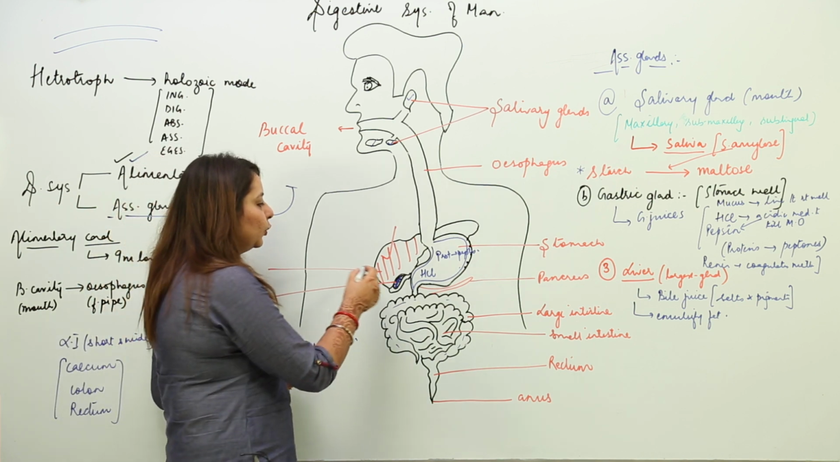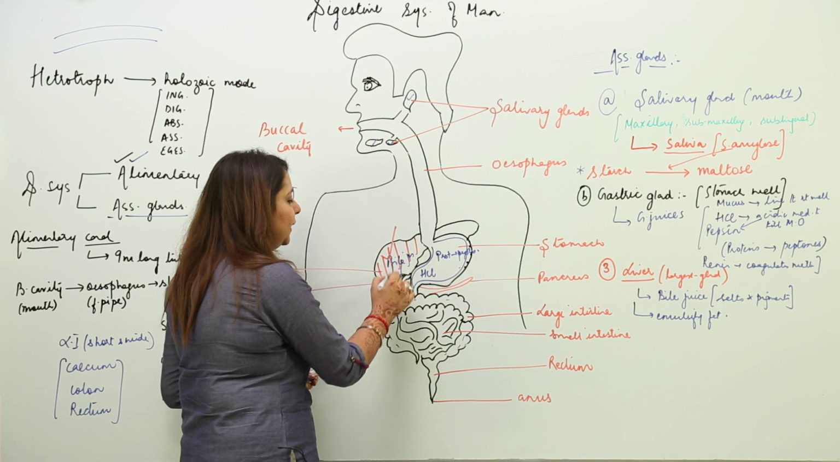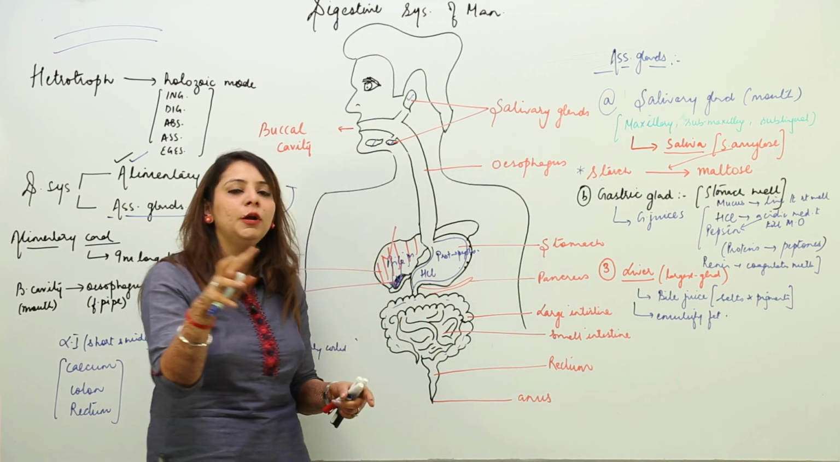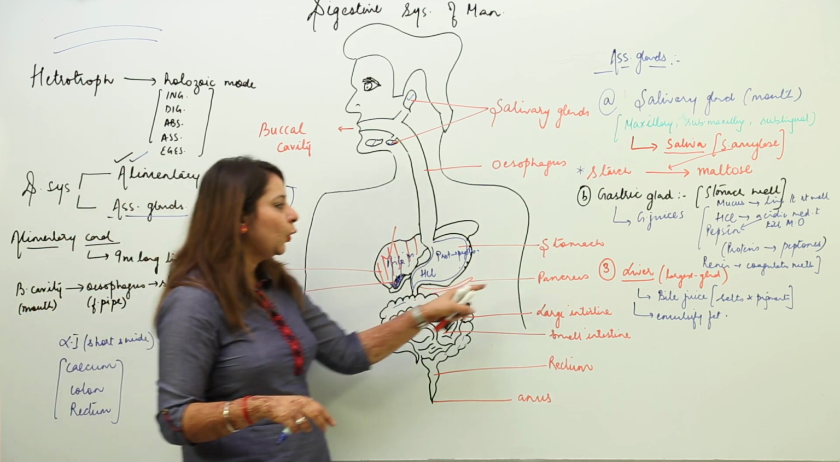That is temporarily stored. All the bile juice which is being secreted here by the liver is temporarily stored in the gallbladder, and then through the gallbladder it goes where it is required. Right. So this is what a liver is.